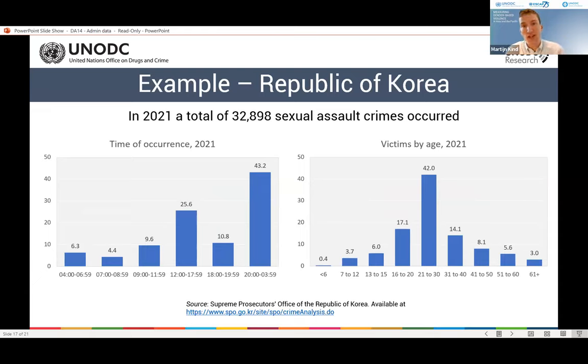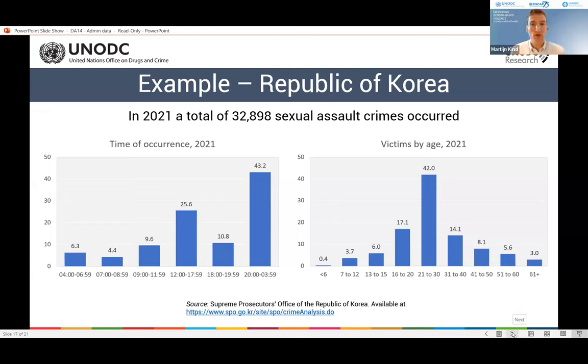We can see, perhaps not surprisingly, that they most often occur during the night. And we can also see the victims by age group. And you can clearly see that the largest age group is the 21 to 30. But perhaps a little disturbingly, there are also victims that are younger than 16 and even younger than 12.